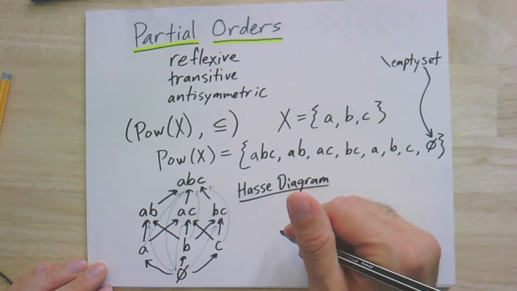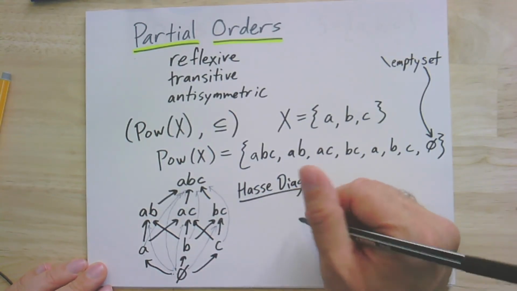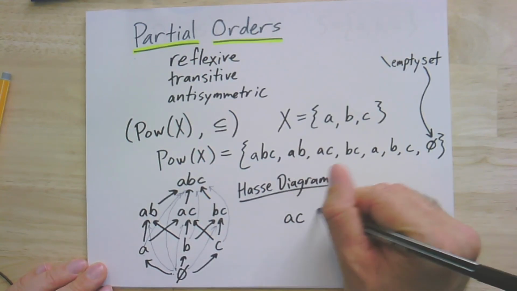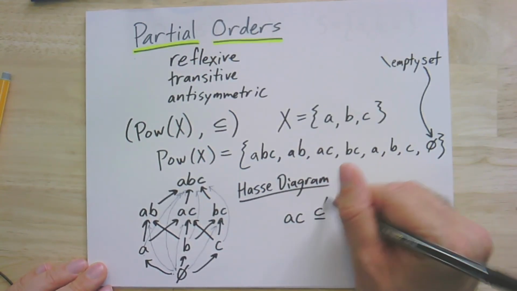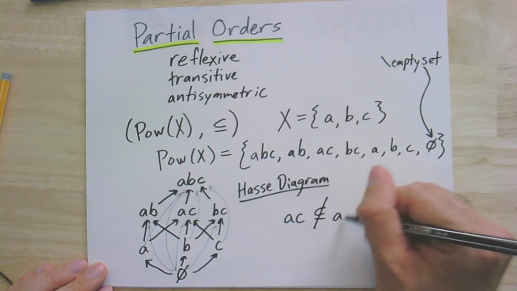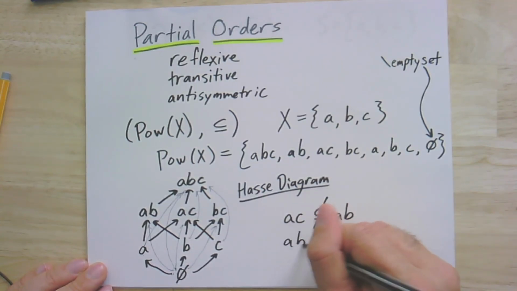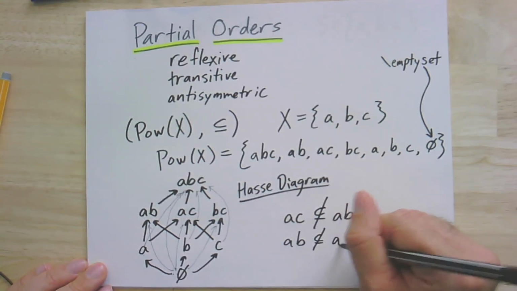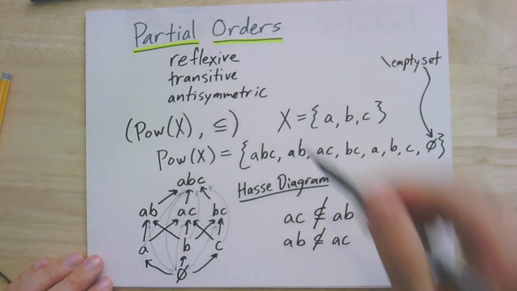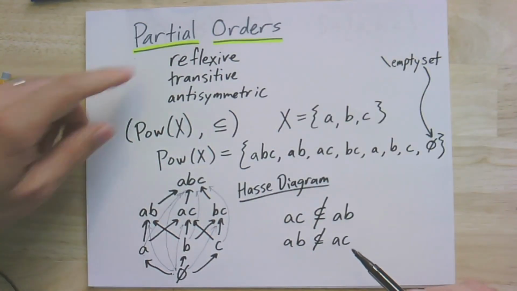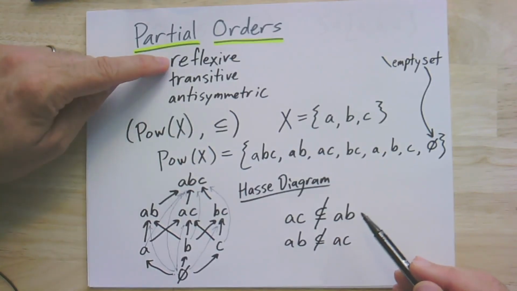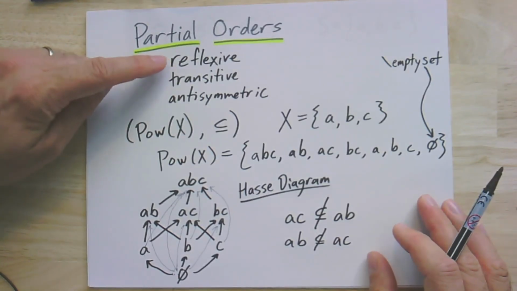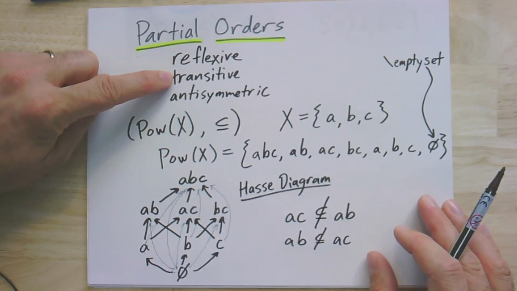In terms of being a partial order and not a total order, it's really clear that AC is not a subset of AB, but also AB is not a subset of AC. If we want to check the other properties, it's pretty clear that they're going to hold. Every set is a subset of itself, so it's reflexive. If you're a subset of a subset, then you are a subset of the last thing, that's transitivity.